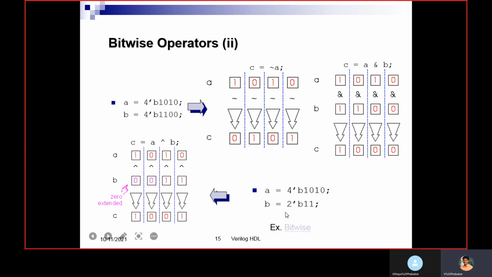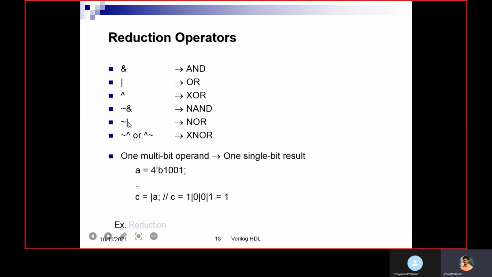Then the reduction operator. This reduction operator is similar to the bitwise operator, but based on position, it is going to behave as a reduction operator. This is AND, OR, XOR. This is NAND: not of AND is NAND. Then not of OR is NOR. This is XNOR. We mention the not before or after, and it will indicate XNOR. With multiple-bit operands, it will be converted into a single-bit result.